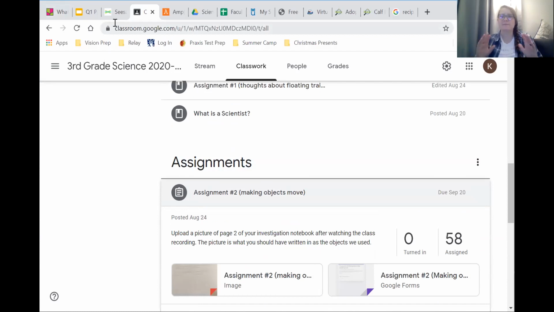So that's what our notebooks are for, okay? Whether you're second, third, fourth, or fifth. Now, our investigation notebooks, I'll make this really quick. You'll notice, if you've looked through it already, that it's a lot of worksheets, okay?